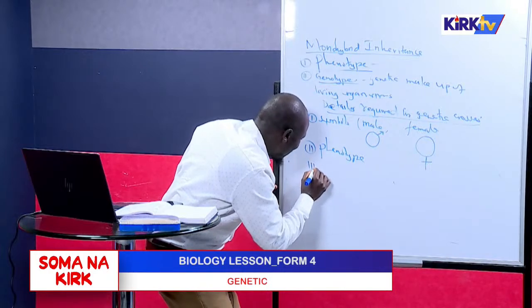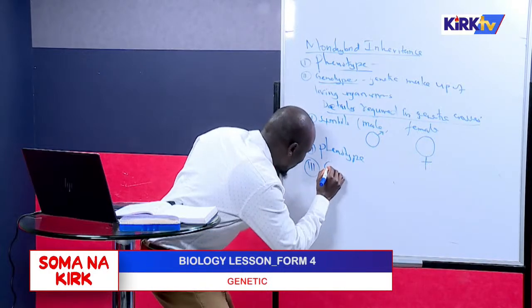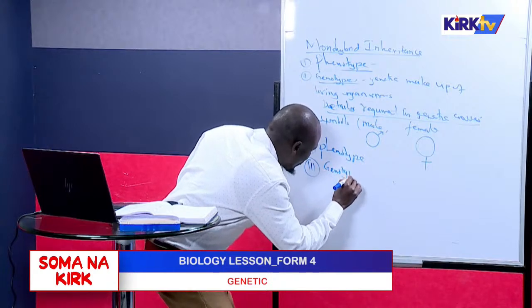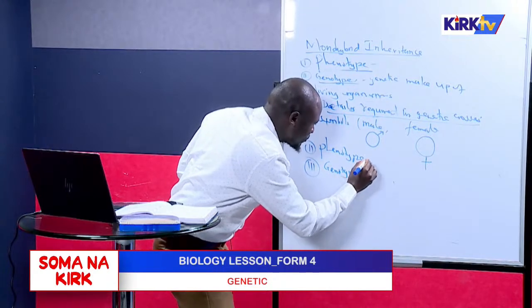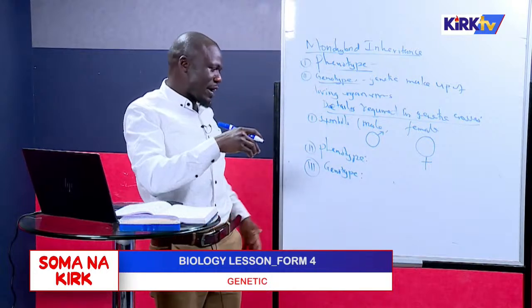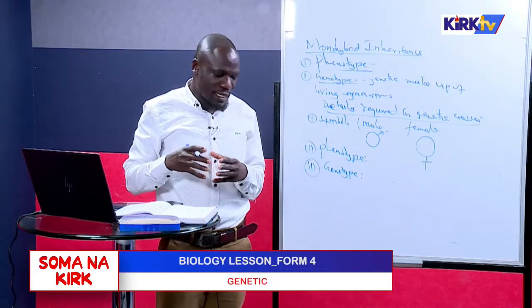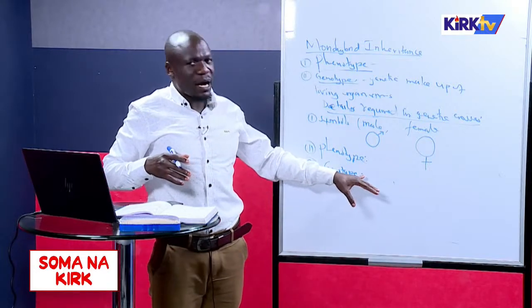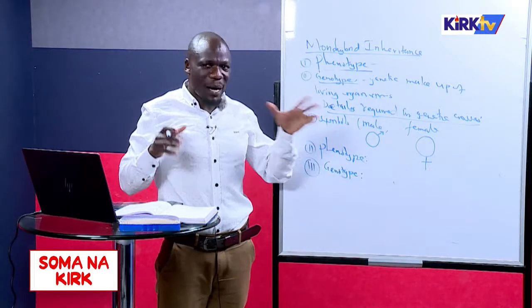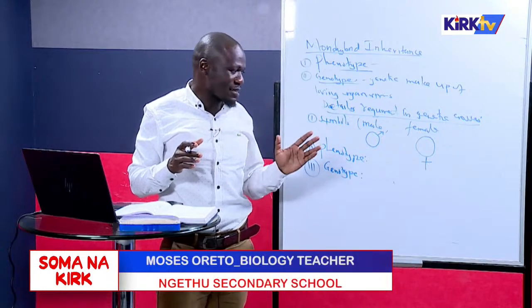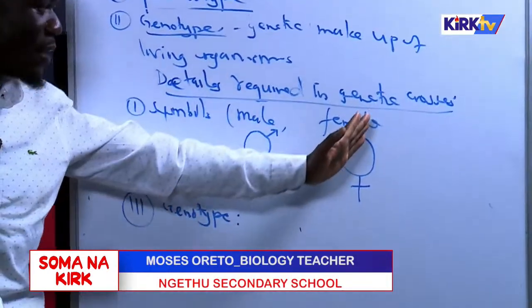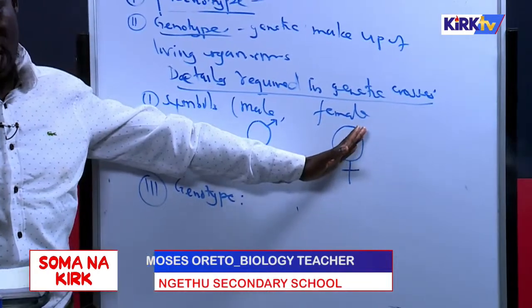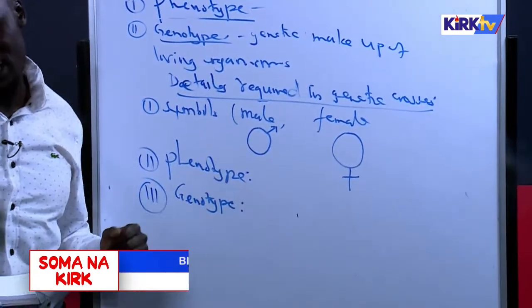Then after that, we must include the genotype. And the genotype here is about the genetic makeup. As I've said before, the genetic makeup of a living organism must be presented in pairs, one for the male and one for the female. We are going to see how they are supposed to be presented in pairs.